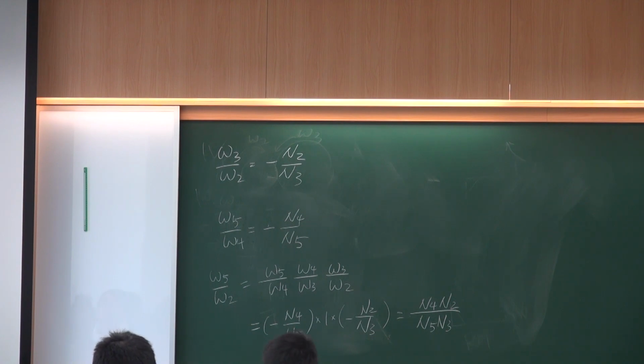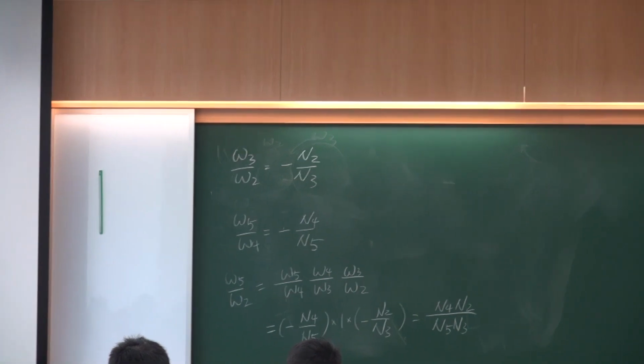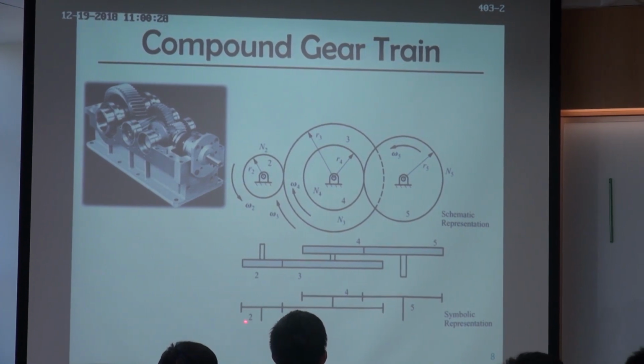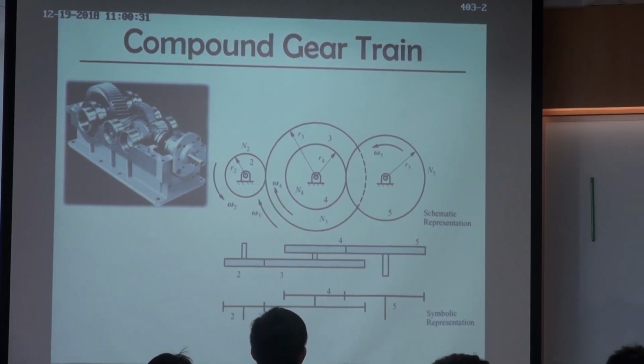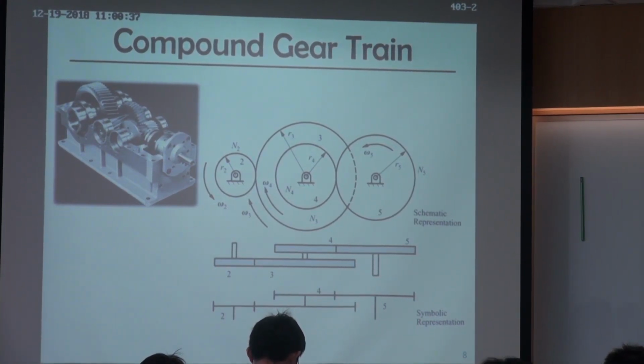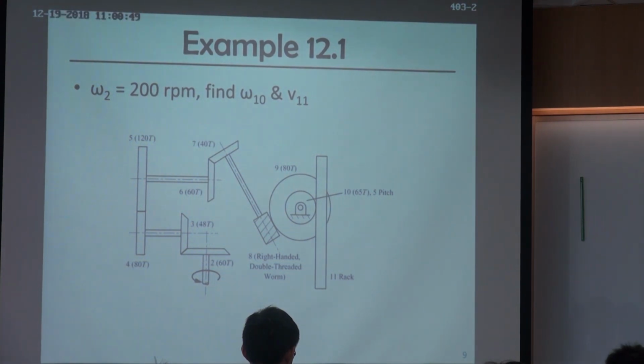So for this type of gear train, when you analyze it, you usually need to see if you can find some pair of external gears or internal gears. Right now we want to go from 2 to 5, but you need to go from 2 to 3, find the relationship first, then find the relationship between 3 and 4, then 4 and 5. You need to go step by step. Any questions? Let's move to the next one.